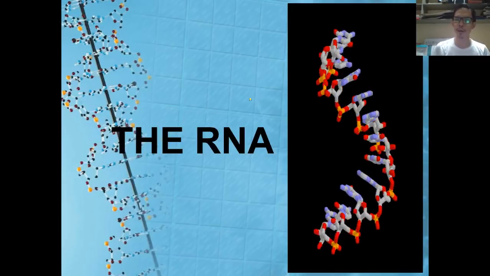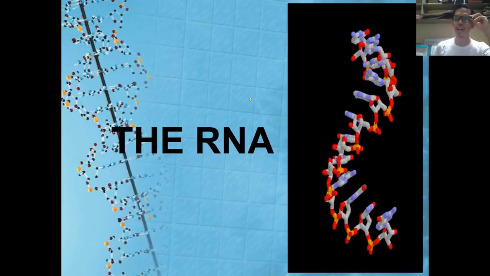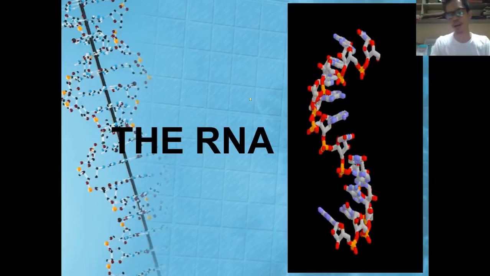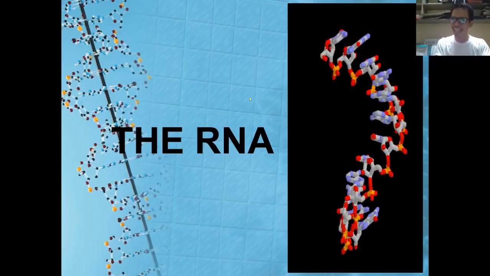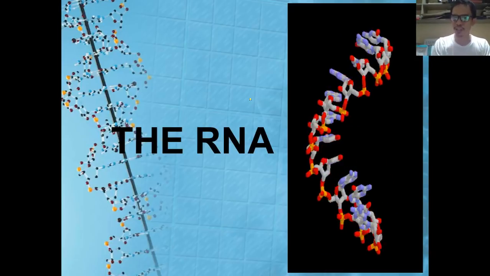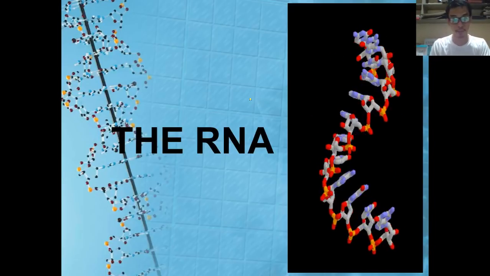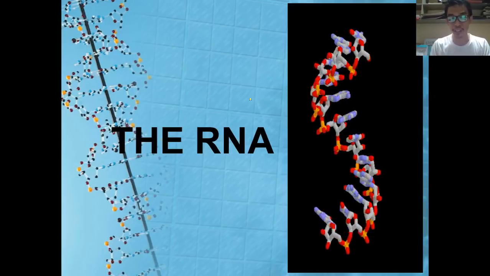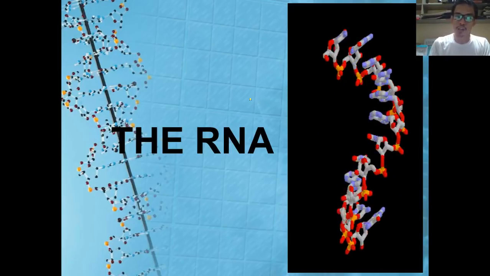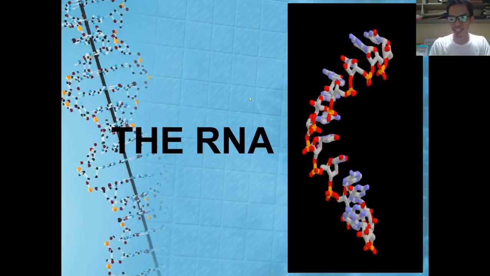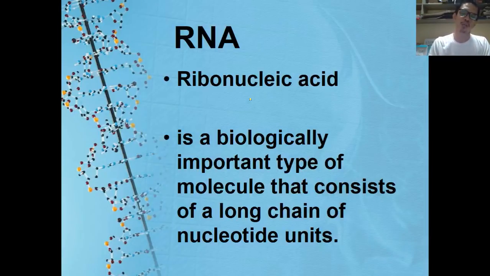All right, so the next part is the RNA. If the DNA is located in the nucleus, the RNA is located in the cytoplasm. It only enters the nucleus via instruction or during protein synthesis. So what is an RNA? An RNA is a ribonucleic acid. So this is ribonucleic acid.